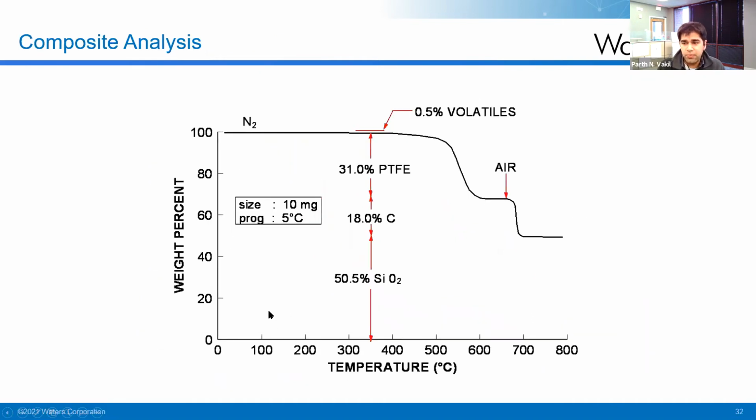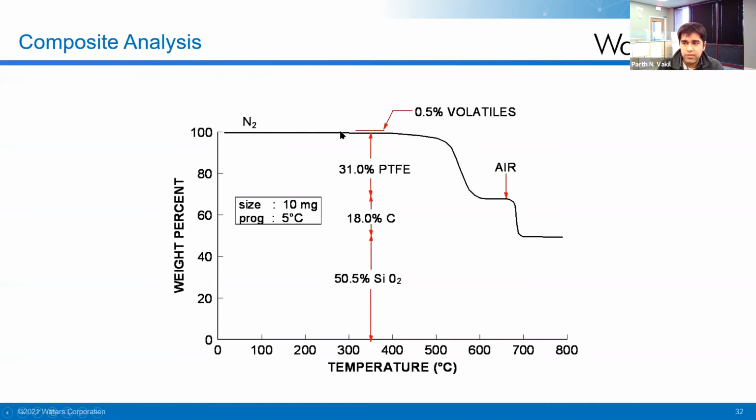So here's an example of a more complex system run on a TGA. We have basically a composite that contains PTFE and silica, and maybe it has some carbon filler, but that'll be a topic for a different day. So what you can see is that this sample was run in a TGA, 10 milligrams at 5 C per minute under nitrogen. We heat it from room temperature.